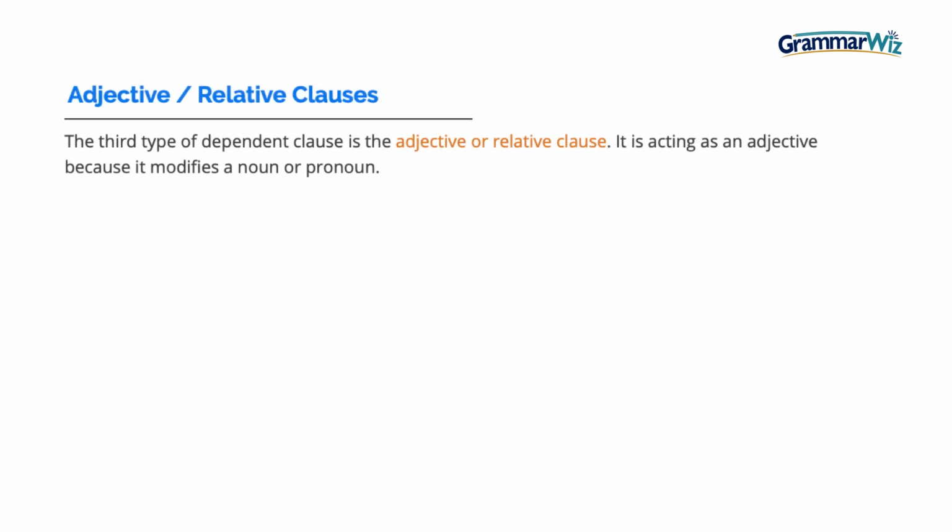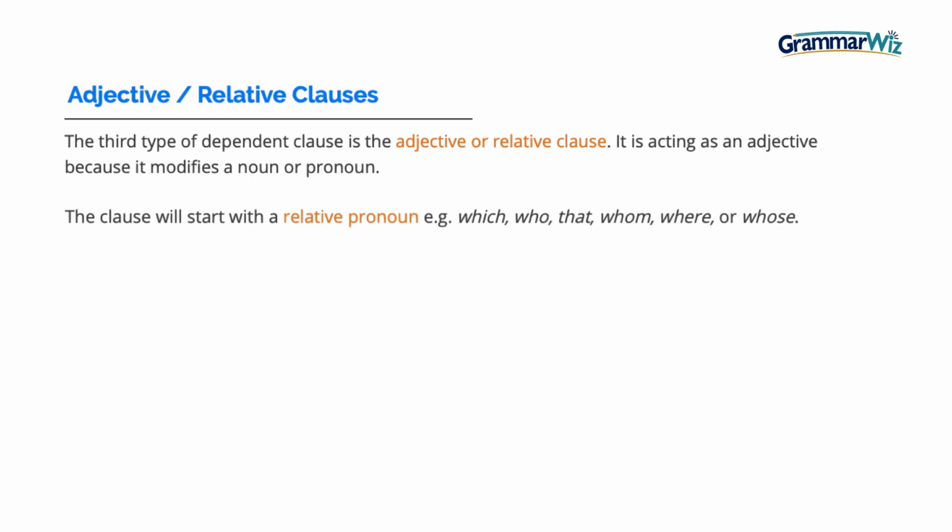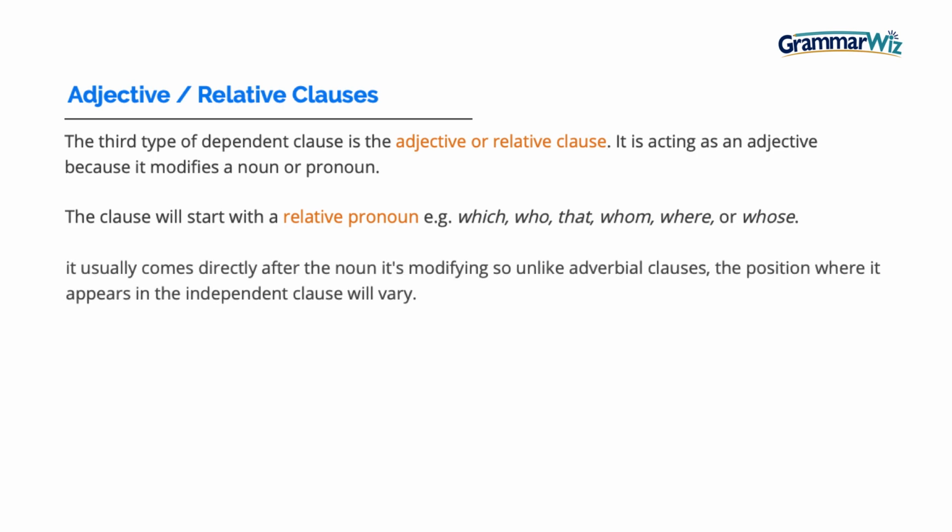Now the final type of dependent clause is adjective or relative clauses. In this case, it's a clause acting as an adjective because it modifies a noun or pronoun. So the clause will start with a relative pronoun, for example, which, who, that, whom, where, whose. And it usually comes directly after the noun it's modifying. So unlike adverbial clauses, the position where it appears in the independent clause will vary.